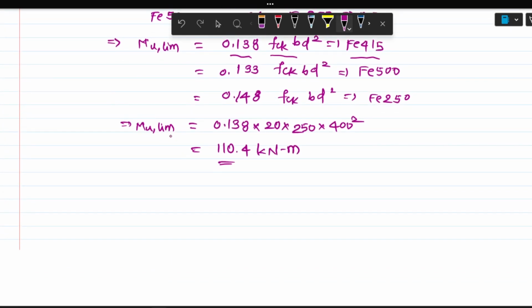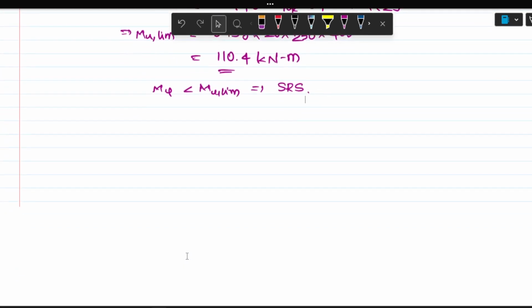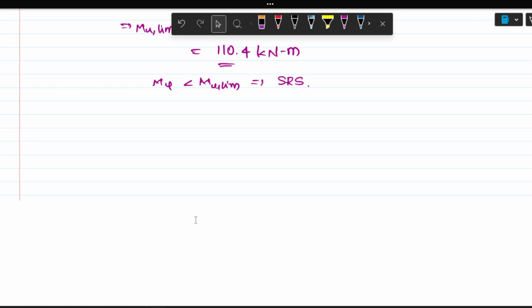Now let us compare this Mu limit with Mu. Here Mu is 100 kilonewton meter. That is Mu is less than Mu limit. If Mu is greater than Mu limit, then it is nothing but doubly reinforced section. Here it is less than Mu limit, so it is nothing but singly reinforced section. Okay, it is clear that it is a singly reinforced section. Now let us calculate the area of steel which is required in this case. That is step 2. That is area of steel.